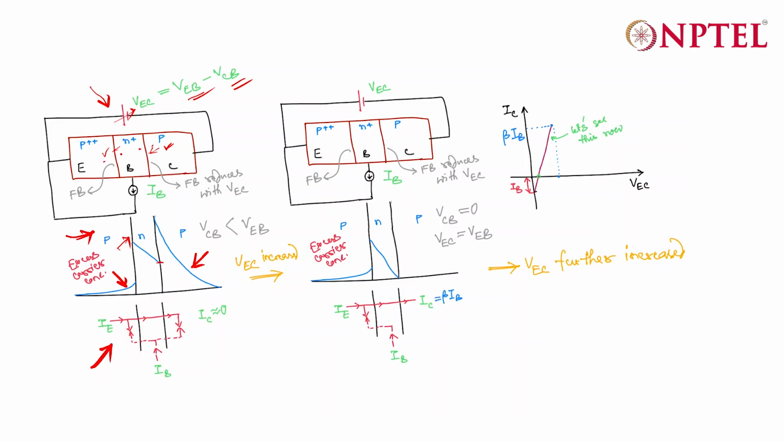Now the carrier flow diagram will be similar to the one that we have described, with a few changes. The first change is, now the holes will be injected from the emitter to the base region. A portion will recombine, and then the rest will go to the collector junction.